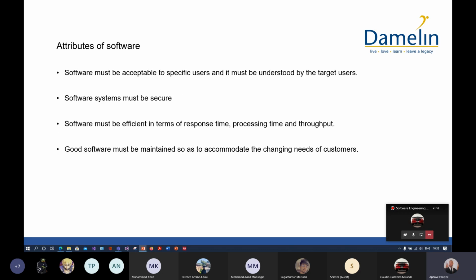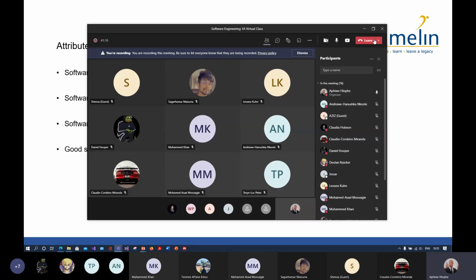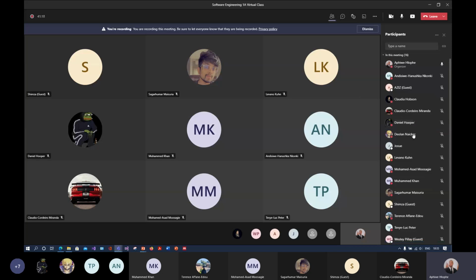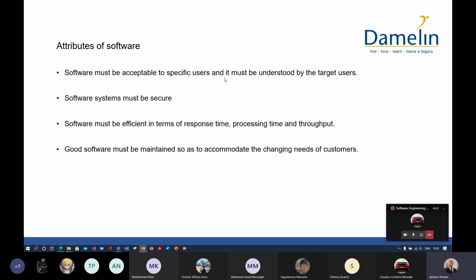And attributes of software. Let me just see if, okay, we have 16 people. Okay, no questions, everything is still fine.